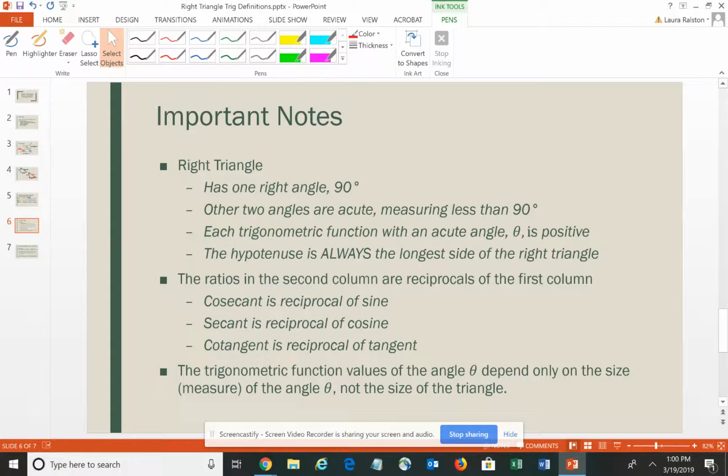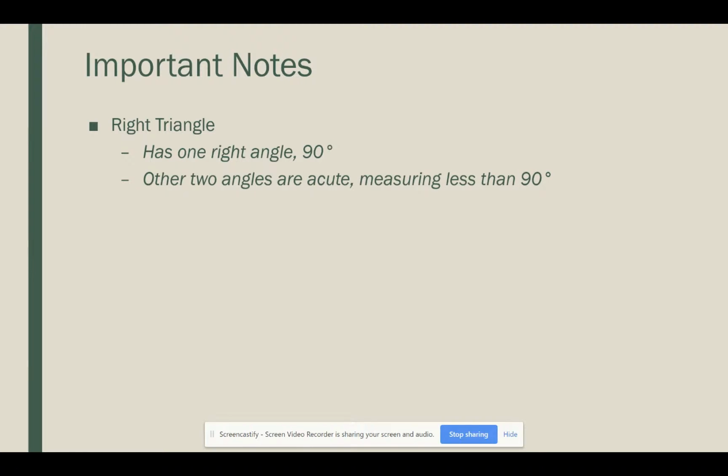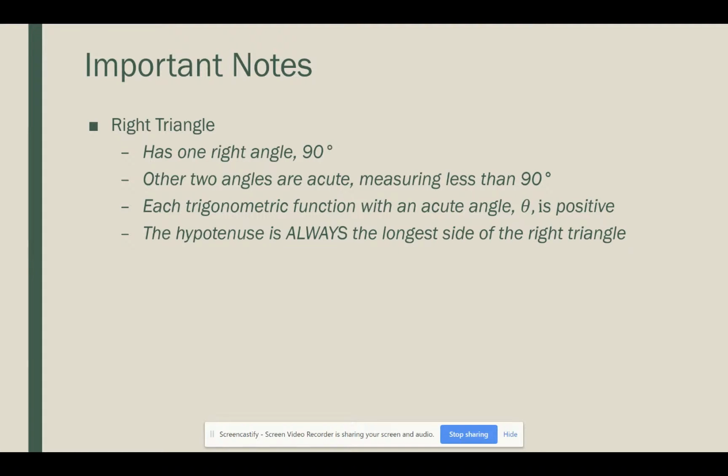A couple other quick notes about dealing with right triangles. Remember that right triangles have one right angle, which is typically indicated by the box in the corner. The other 2 angles are acute, which means they measure less than 90 degrees. And because you have those 2 acute angles, the trigonometric function is going to be positive. So you don't have to worry about having negatives here. Another note about the right triangle is that the hypotenuse, which is the side opposite the right angle, is always the longest side of the triangle.